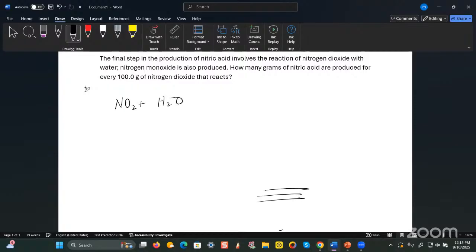And then what would be the products? Nitric acid, okay, so the formula for nitric acid is HNO3, and nitrogen monoxide, exactly, NO. All right. So with that said, the next step is to balance it, right? So how would we go about balancing this equation here?